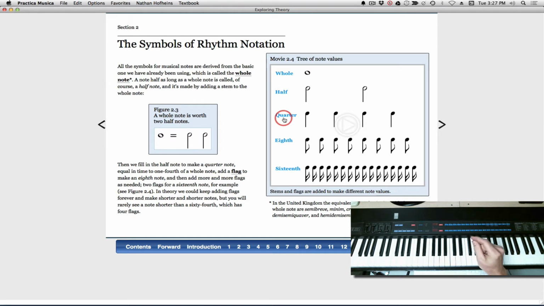and we had all quarter notes, like what's written right there on the screen, then we'd play 1, 2, 3, 4, 1, 2, 3, 4. And if we had eighth notes, then our beat would be here.